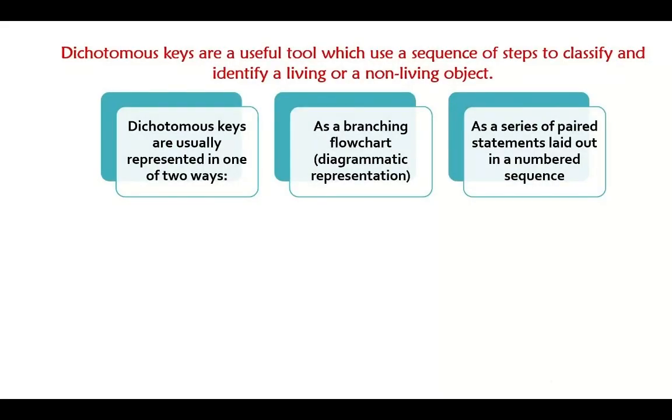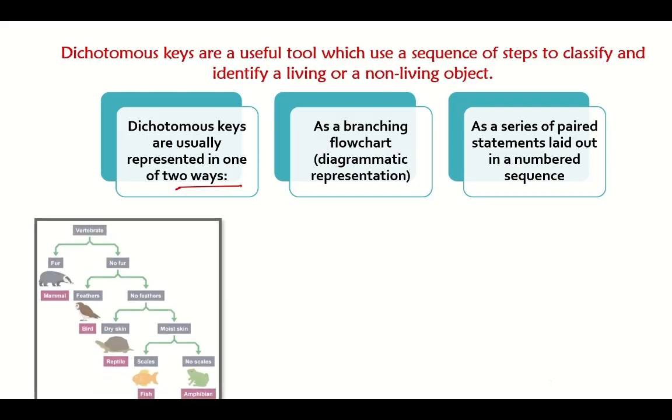Dichotomous keys are a useful tool which use a sequence of steps to identify a living or a non-living object. Dichotomous keys are usually represented in two ways. The first way is a branching flowchart, a diagrammatic representation, which I can show you over here.